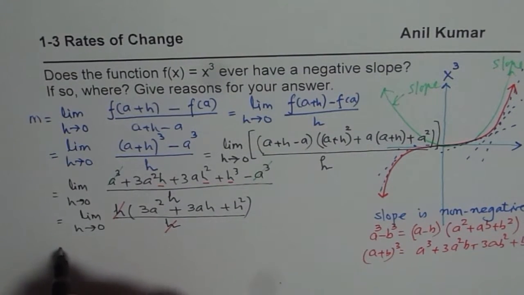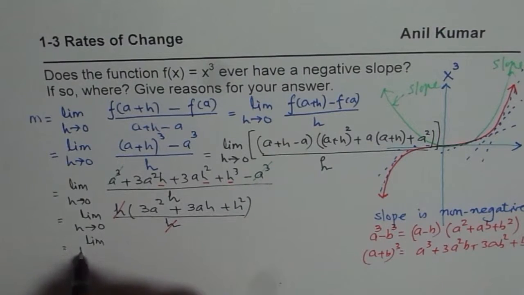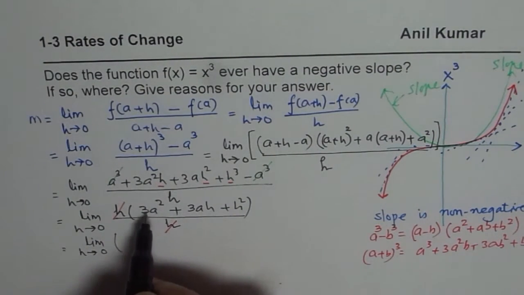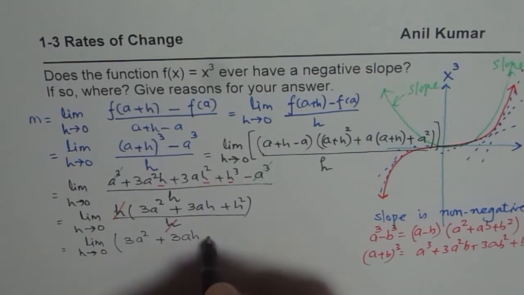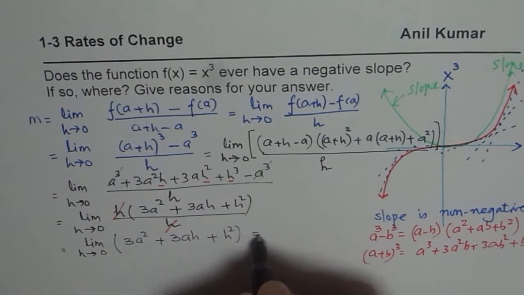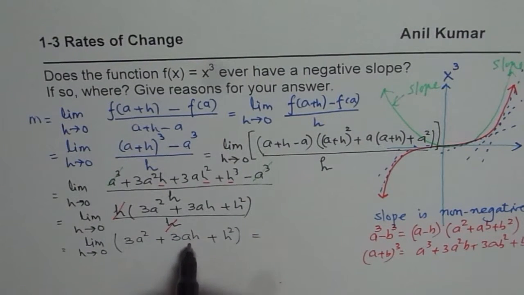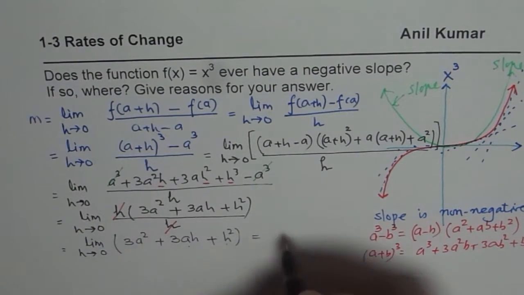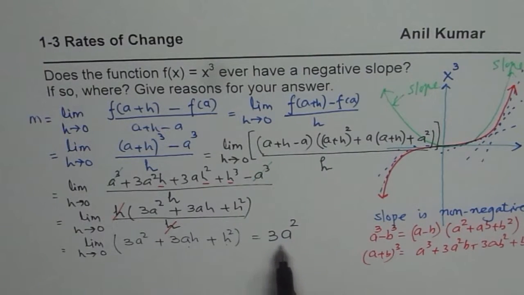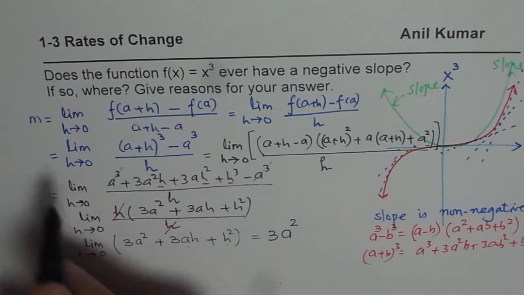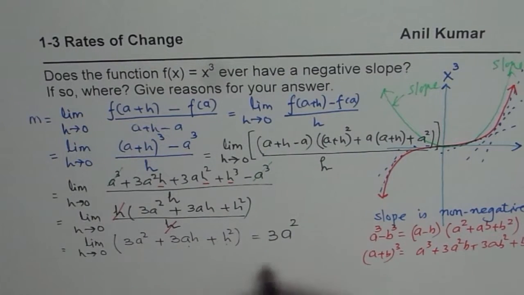And then we can write this as limit h approaches 0. And what do we have? We have 3a square plus 3ah plus h square. Now here we can substitute h equals 0. So these terms will become 0. And what we get is 3a square, where a is any point on the graph of the function, any x value. Now you can see from here very clearly that a square is always positive. So that is the slope, right? So it's a slope m. So what we get is the slope is this.